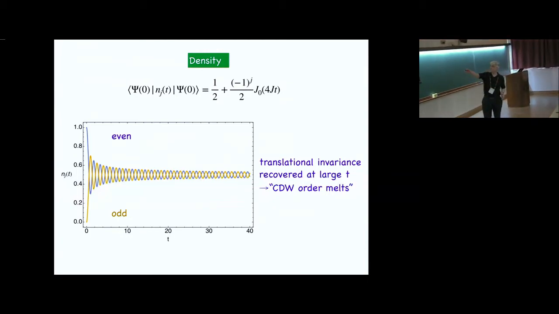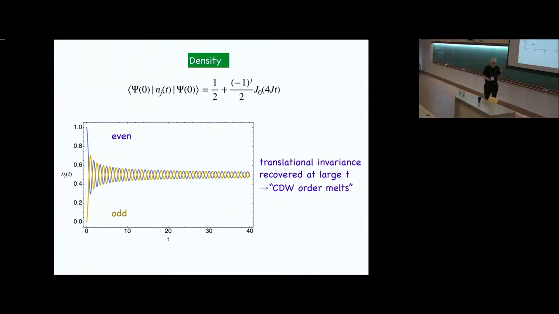And what you see here for this particular observable, and you can check this is true once again using Wick's theorem for all multi-point correlation functions as long as they're local, is that at late times, in the steady state, translational symmetry gets restored. So in other words, this charge density wave order melts, and in the steady state the broken symmetry gets restored and you have the full translational symmetry.